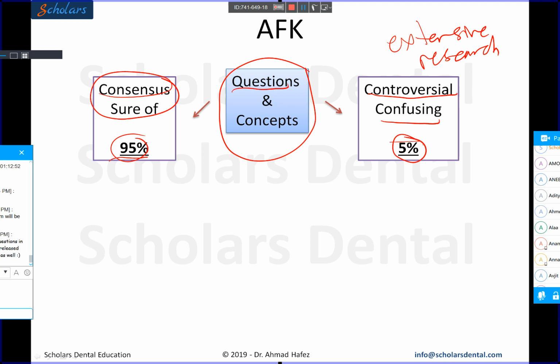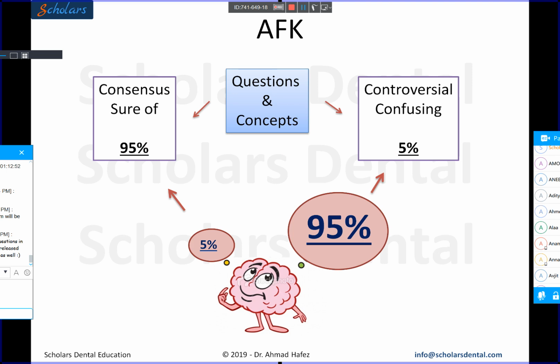So what's the mistake? Here's what usually happens, especially with smart students. The smart ones are the ones that do this because they're perfectionists. They want to get 100%. They want to solve everything. So they only put 5% of effort into the 95%, and then they put 95% of their effort into the 5%. This is the big no-no, guys. Please, you shouldn't do this, because you're wasting a lot of your effort and time on 5% of the things.